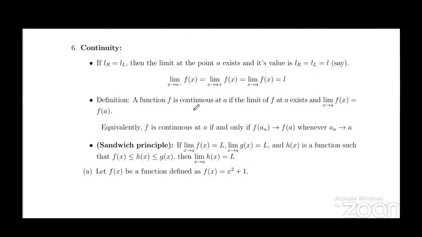So is the difference between existence of limit at the point and continuity at the point clear? For the existence of the limit at the point, the left hand and the right hand limit should be equal. That's it. It can be any number, but for the function to be continuous at that point, that limit should be equal to the value of the function at that point. It should be equal to f of a.